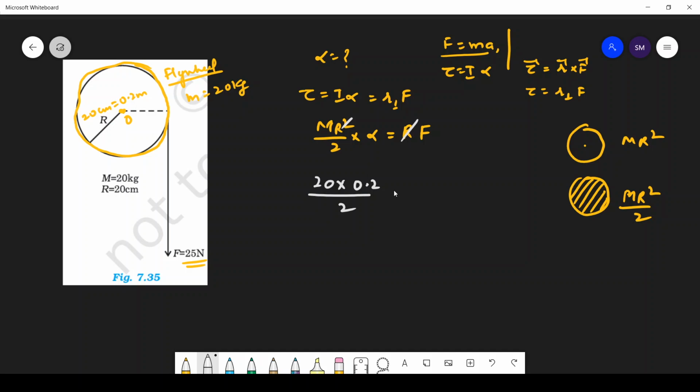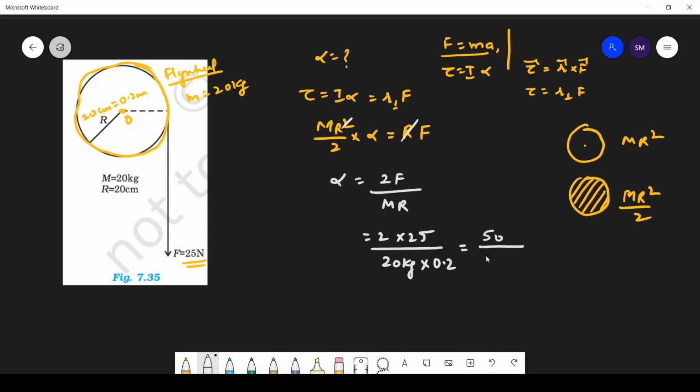So what will alpha become? It's better if we write it algebraically first. So alpha is equal to 2F upon mr, right? So that is 2 into 25 upon m, which is your 20 kg, and radius is equal to 0.2. So this comes out to be 50 upon 20 into 0.2. So this point will be removed and this 10 will come here.